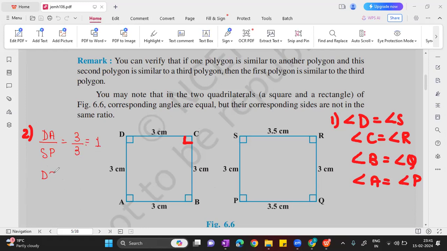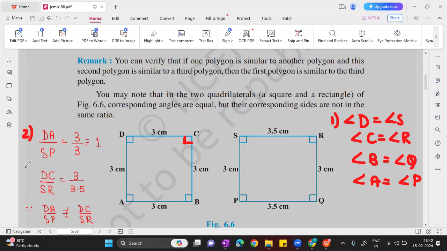Now tell me, what is DC upon SR? What is DC? 3. What is SR? 3.5. Now tell me, is 3 upon 3.5 equal to 1? Are they same ever? No, they're not going to be same. So you will directly write down, you don't even have to solve further. Since the corresponding ratios DA upon SP is not equal to DC upon SR, you don't even have to go further. You will say that both the squares are not similar.